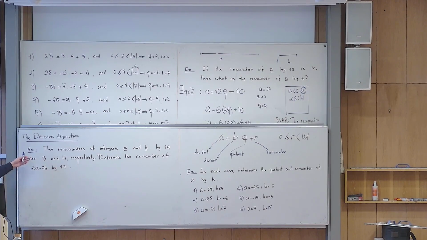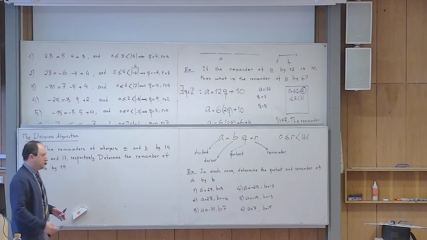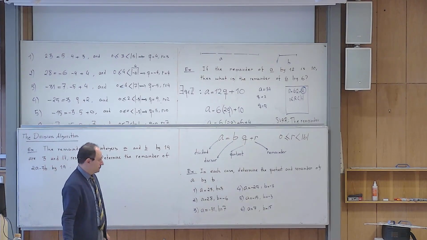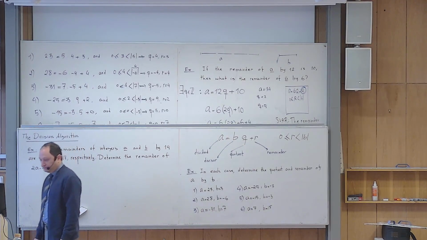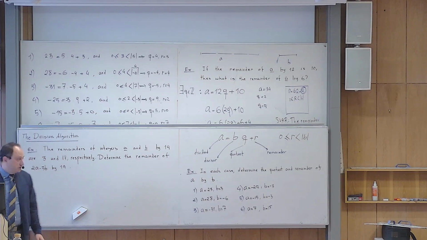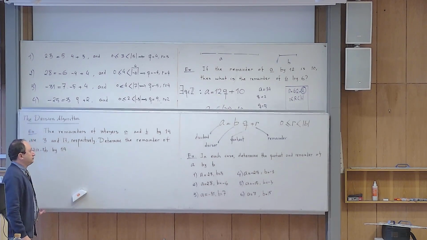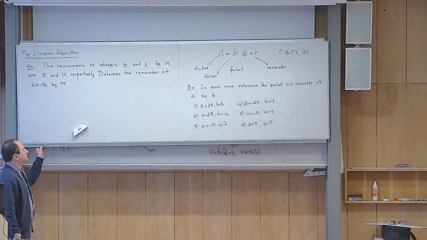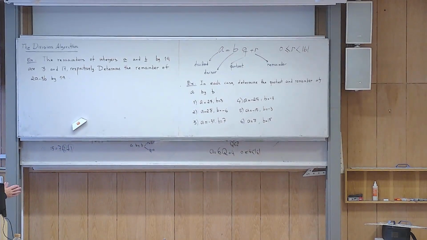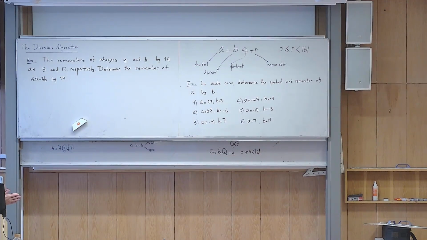To be honest, if you can solve this problem on your own, you are completely on the safe side. You understood whatever you need and you are enough creative here. Yes. So let me double check. The remainders of integers a and b by 19 are 3 and 17 respectively. Determine the remainder of this combination, 2a minus 3b, by 19 again.